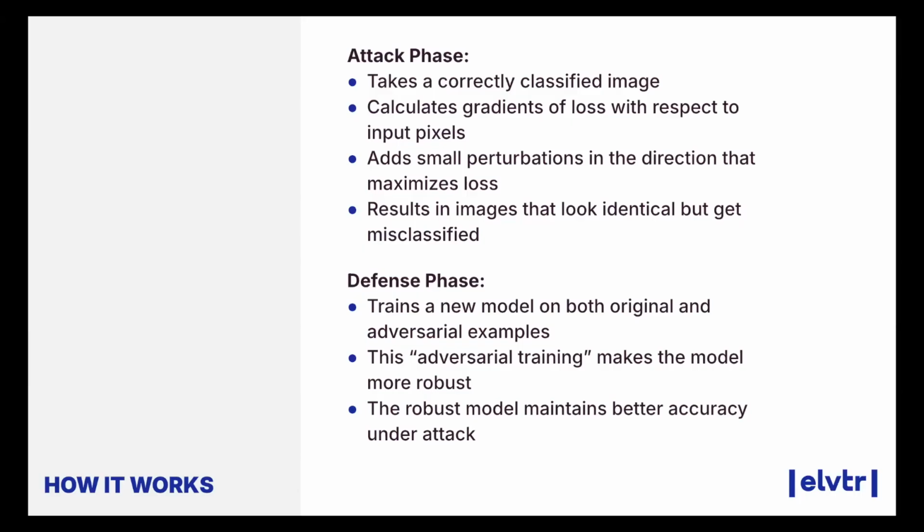And then again, when we defend, we train the model on the original and adversarial examples. And, again, we can use supervised techniques for this. And then adversarial training makes the model more robust. So basically you're making the model work harder, and it improves its ability to make decisions. And that's how you get that better accuracy.